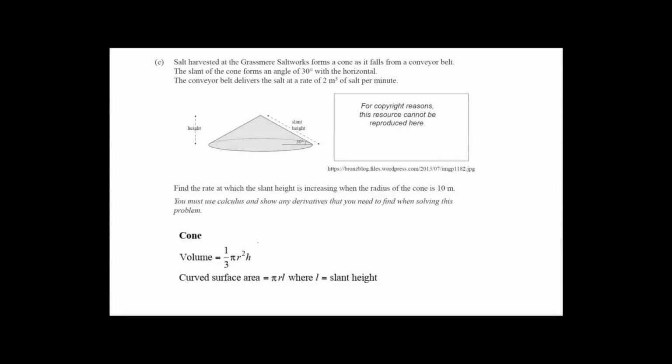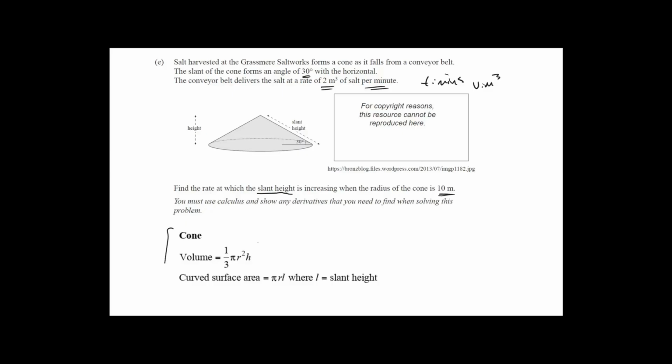So on to the excellence questions. We're told that salt harvested at the Grasmere Salt Works, I think it's in Marlborough, falls from a conveyor belt. The slant of the cone forms an angle of 30 degrees with the horizontal as shown there, and the conveyor belt delivers salt at a rate of 2 meters cubed per minute. So time is in minutes and volume is in meters cubed. And we're told that the angle it makes is 30 degrees. Find the rate at which the slant height is increasing when the radius of the cone is 10 meters.